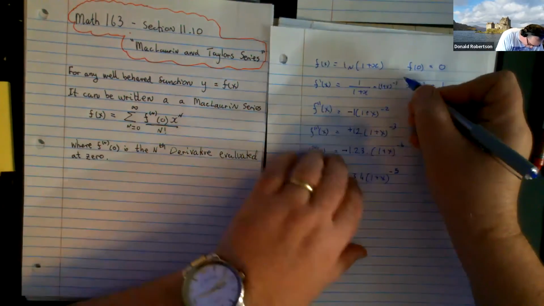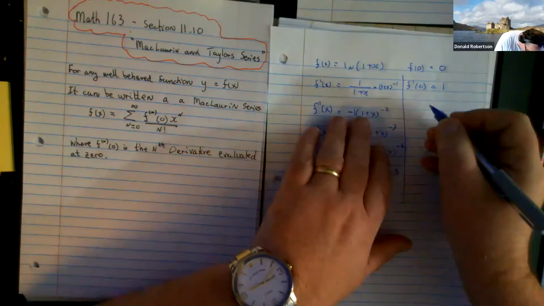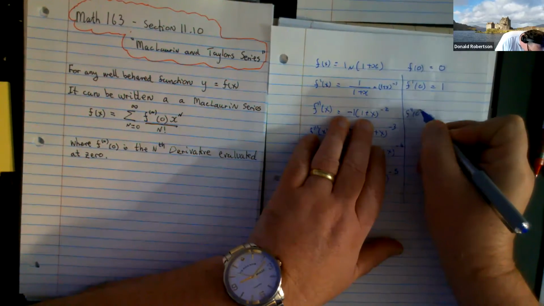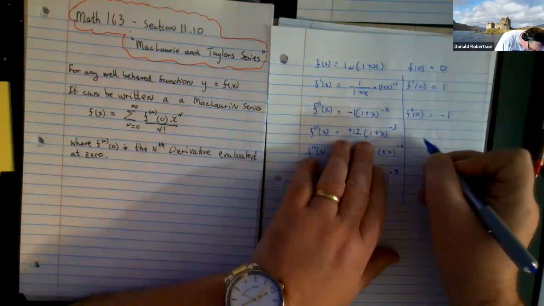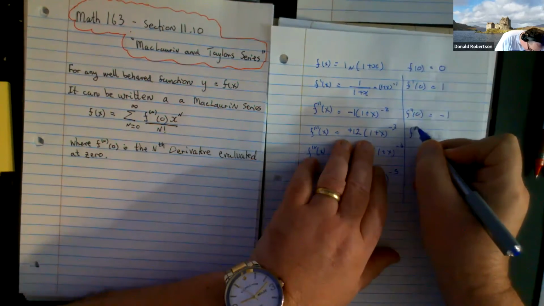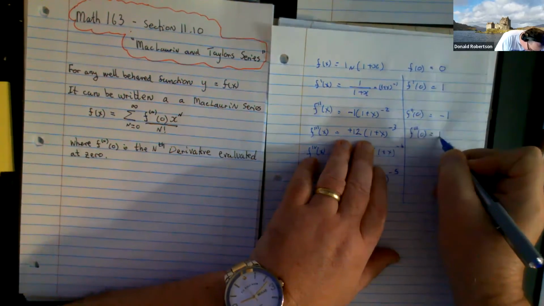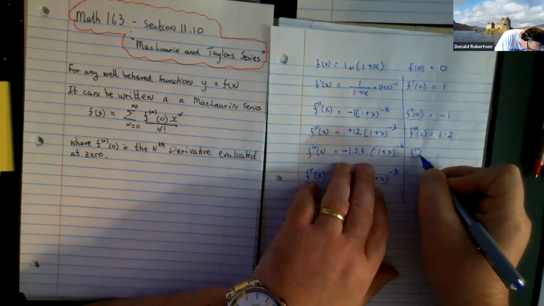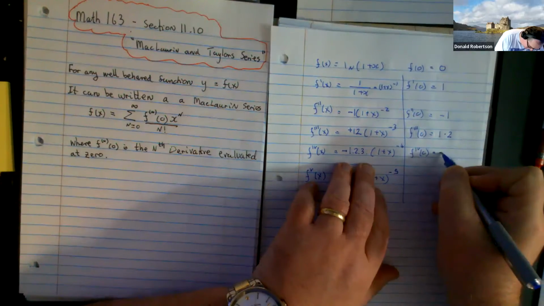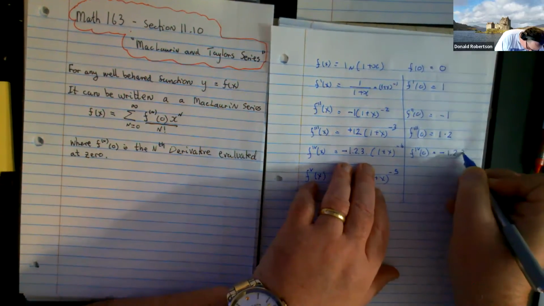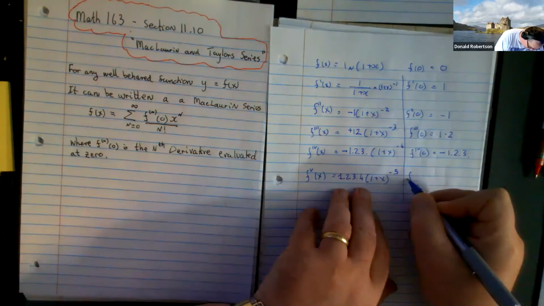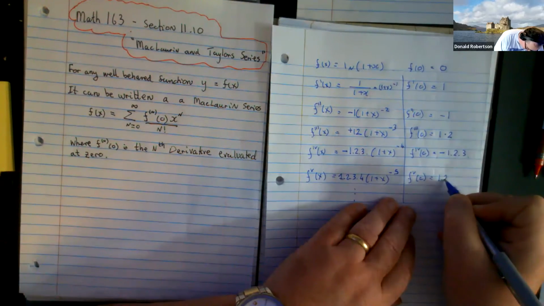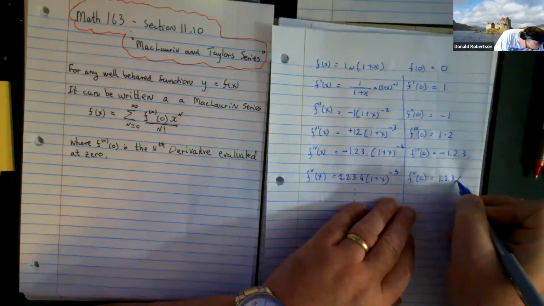Now we're going to put a little line there. The second derivative at 0 ends up being negative 1. The third derivative at 0 ends up being positive 1 times 2. The fourth derivative at 0 ends up being negative 1 times 2 times 3. And lastly, the fifth derivative at 0 ends up being positive 1 times 2 times 3 times 4.